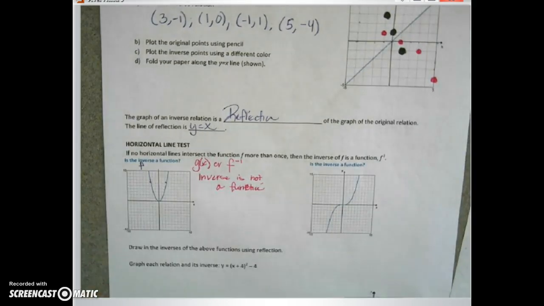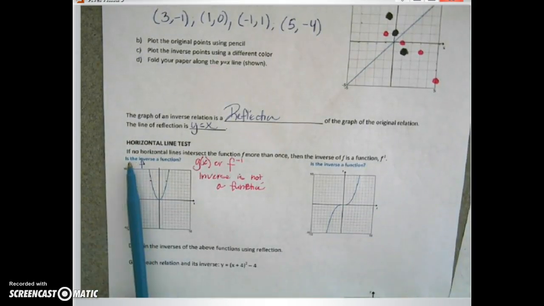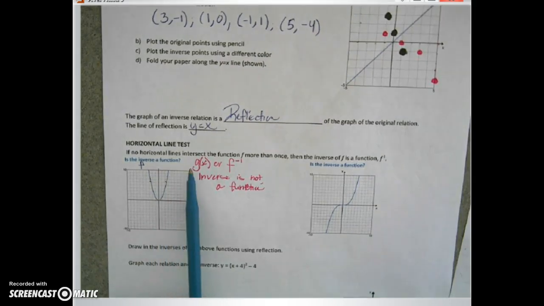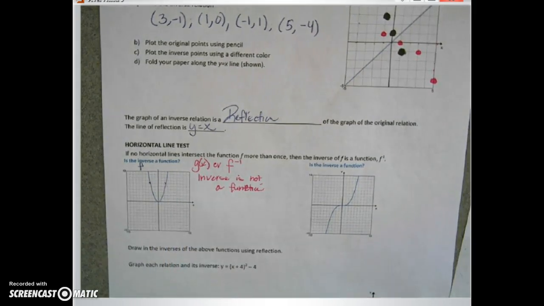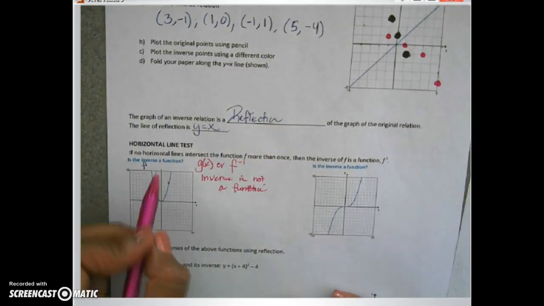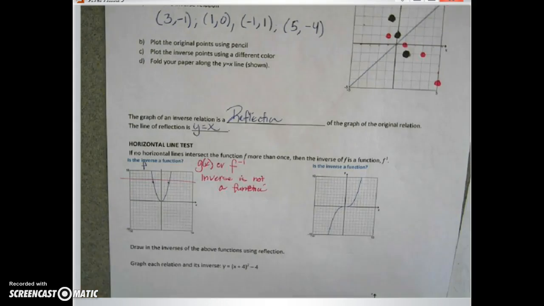Let's be clear. The original one is a function because it passes the vertical line test. Its inverse fails the horizontal line test, so no, because right there, for example, fail. Here's how you can make sure.